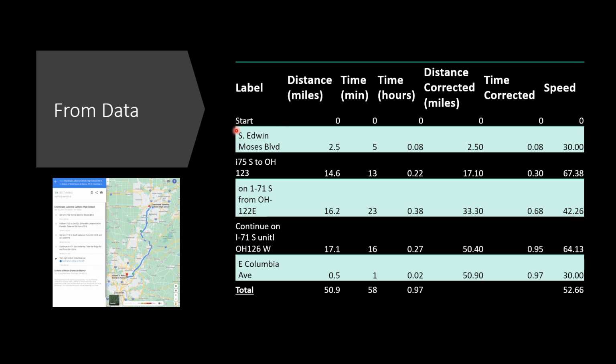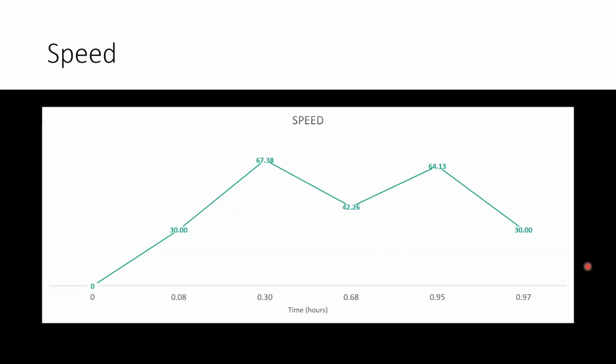Now, what you can also do, based on the data that I've calculated from these individual distances and times in hours, is this: I've calculated these speeds for each leg of the journey, and I can plot them. Again, if I plot them directly, this does not seem right, because it does not mean that I went from 0 to 30 miles per hour in 0.08 of an hour, right? That does not make sense.